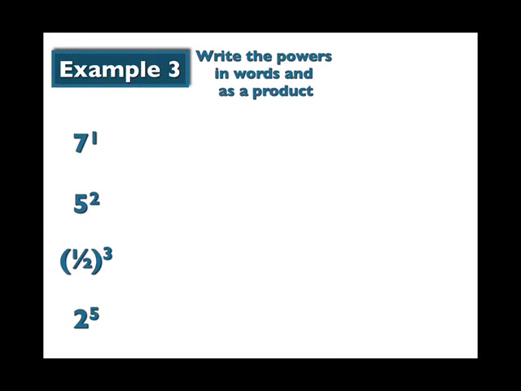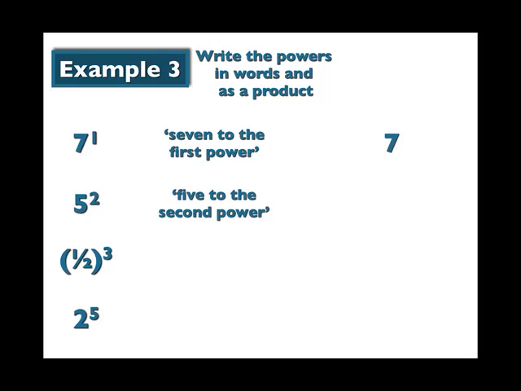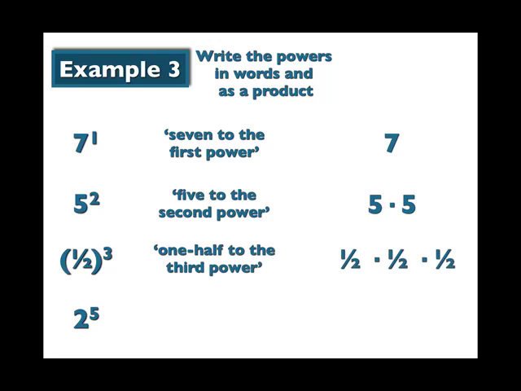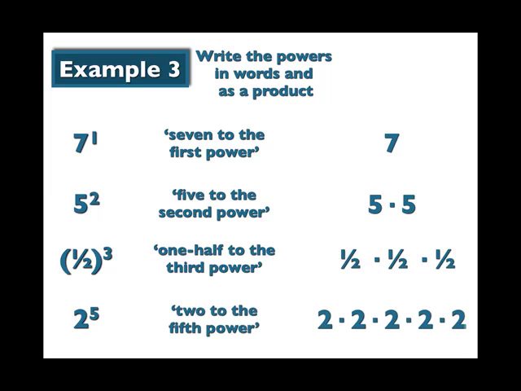So again, it says write the words. Don't worry about writing this down. It's not really that important. But you know that 7 to the first power, that's how we would say this, is just 7. And 5 to the second power, which is how we'd say the second one, is just 5 times 5. Notice that we can also use exponents for fractions. So 1/2 to the third power would be 1/2 times 1/2 times 1/2. And the final problem would be 2 to the fifth power, which would be 2 times 2 times 2 times 2 times 2.